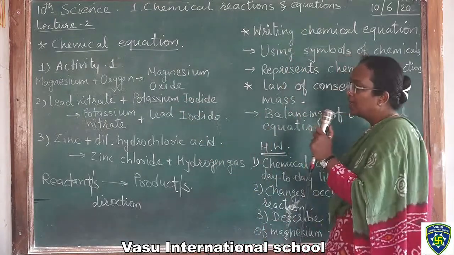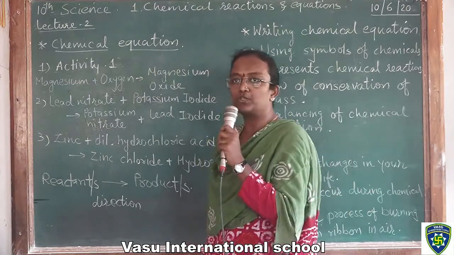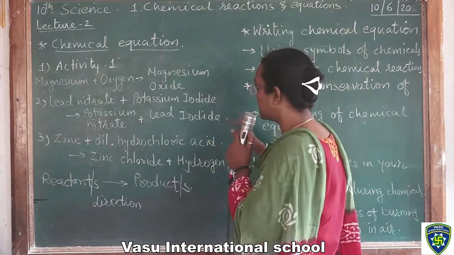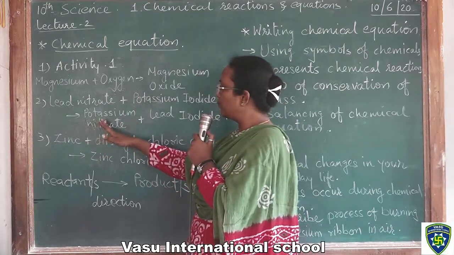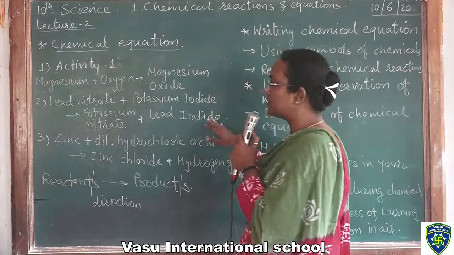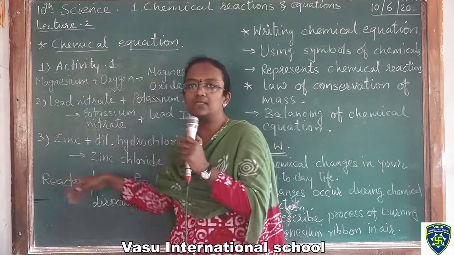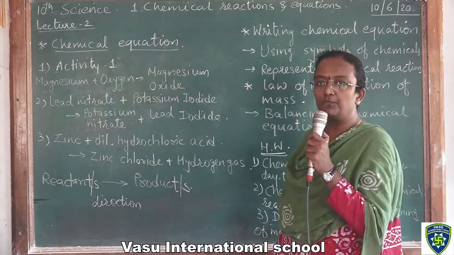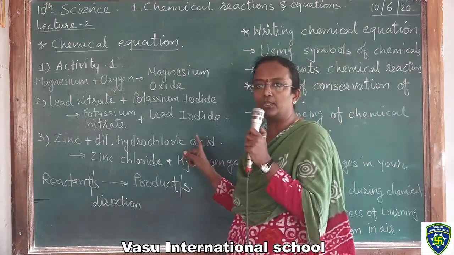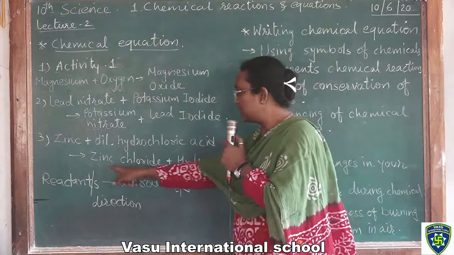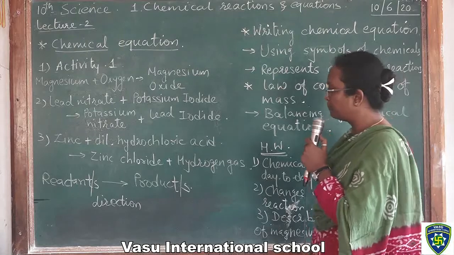In the same way, regarding activity 2, when lead nitrate solution, which is colorless, and potassium iodide solution, which is also colorless, get mixed, we will have light yellow colored lead iodide plus potassium nitrate solution. Then in the third activity, when zinc granules are mixed with diluted hydrochloric acid or diluted sulfuric acid in a conical flask, we will have zinc chloride as solution and hydrogen gas evaporates from it.